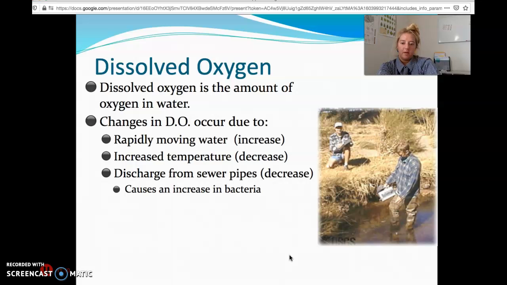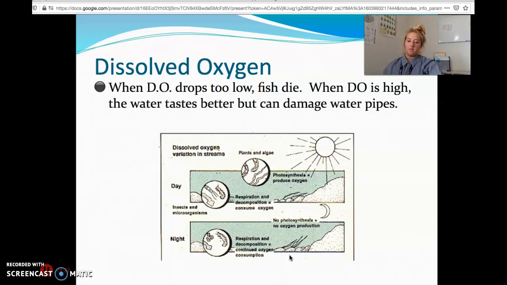Okay. Dissolved oxygen. I can't remember what she said was healthy for a dissolved oxygen level. I'll see if I can look it up.